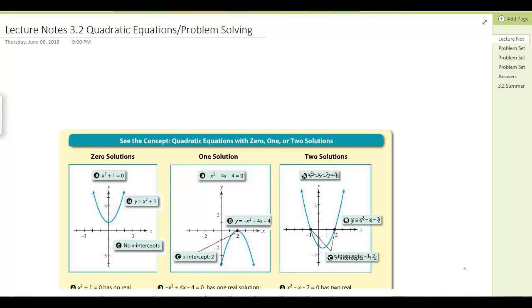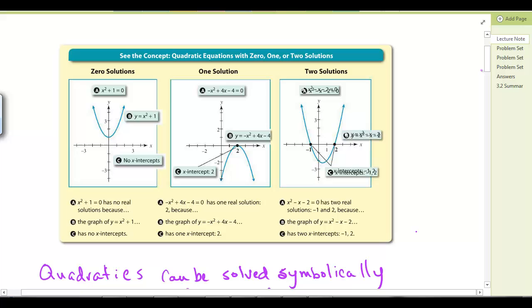This is section 3.2 about quadratic equations and problem solving. All right, the first picture that I've got showing here shows that when you have a quadratic, you can have a various number of solutions. At the most, you could have 2 solutions.